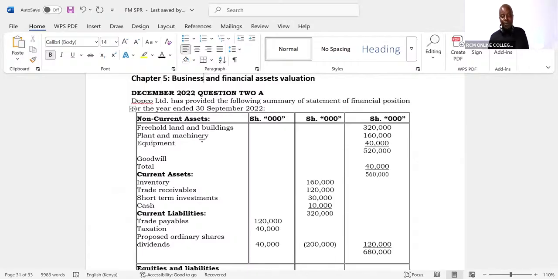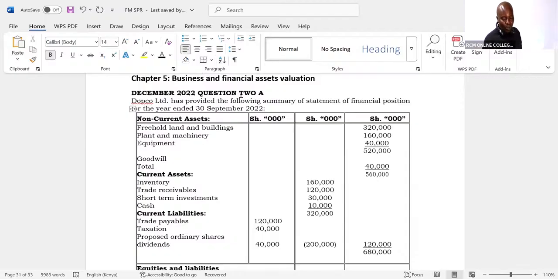Do we have our past papers with us? If you have your past papers, I would recommend that you check them, and then of course you get to mark. Whenever we do questions here, you should always mark and say, "Mwalimu, we have done this." So December 2022, question number 2A, you'll allow me to read.